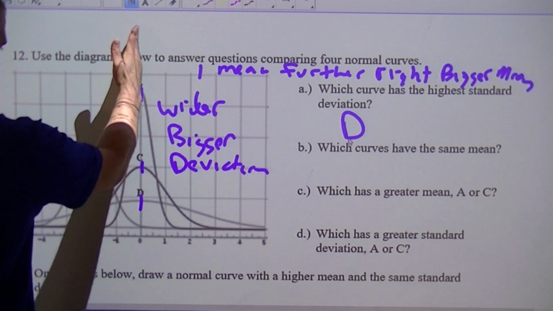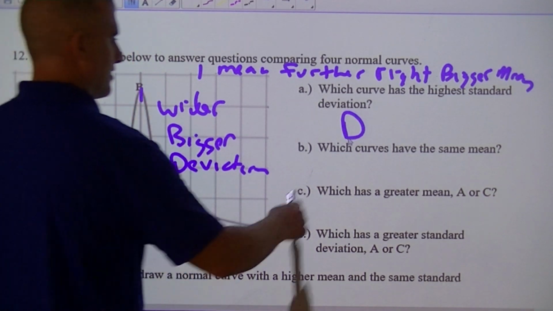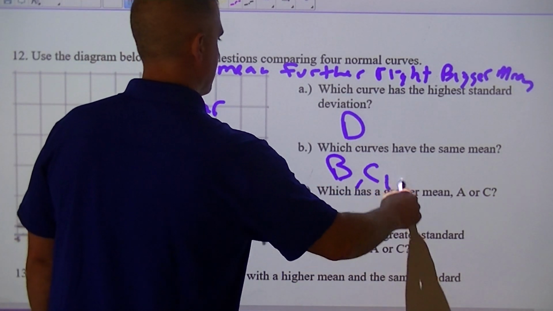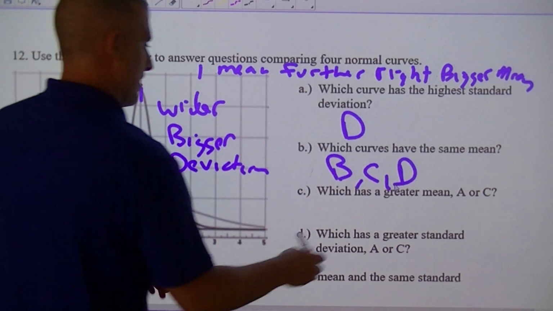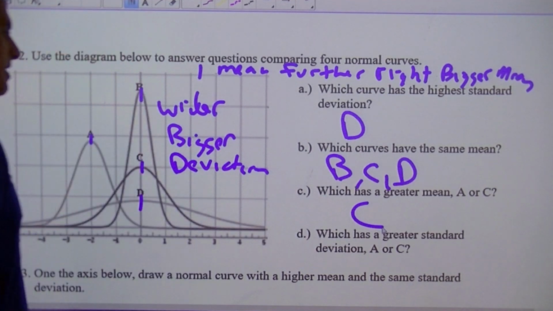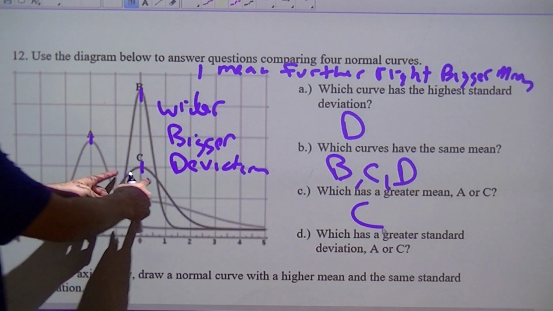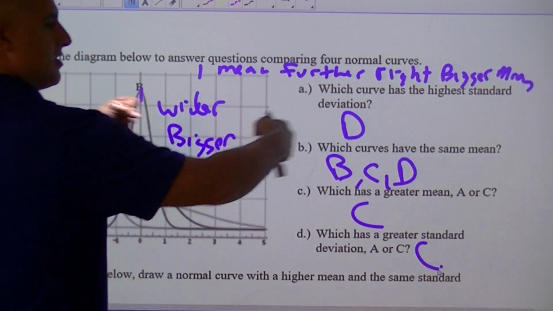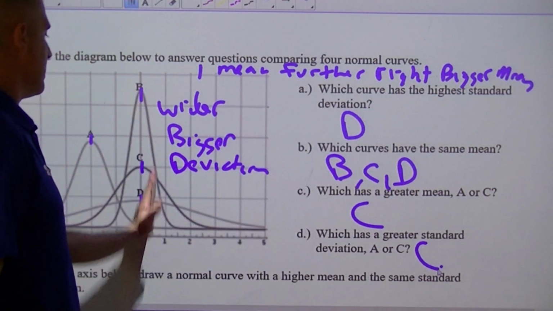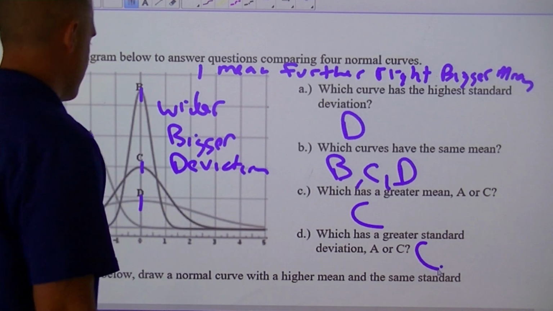The same mean, if you notice, all those blue ticks are on the same thing: B, C, or D. Which one has a greater mean, A or C? Well, C is further to the right, so that would be C. Which has a greater standard deviation, A or C? C, because it's wider. So standard deviation is all about width. Mean is all about who is further this way.